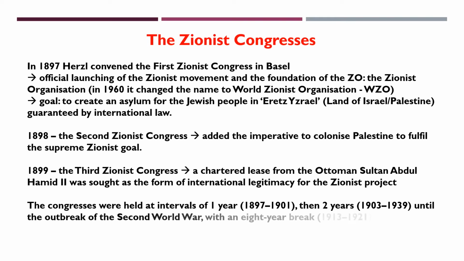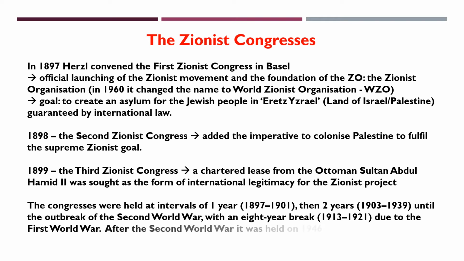The second Zionist Congress, a year later, added the imperative of colonizing the land of Israel, that is, Palestine, for the purpose of creating that asylum for the Jewish people. Now, I would like to clarify that I'm not using the word colonizing just as a form of verbal interpretation on my side. Colonization was a word that was used and was part of the Zionist lexicon already at the time of the first Zionist Congresses.